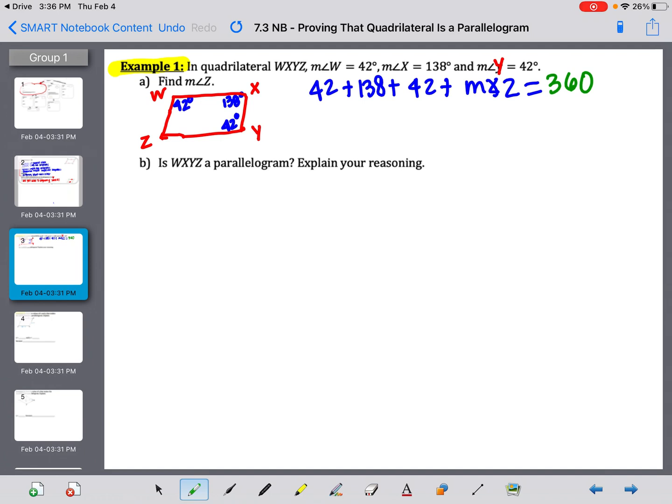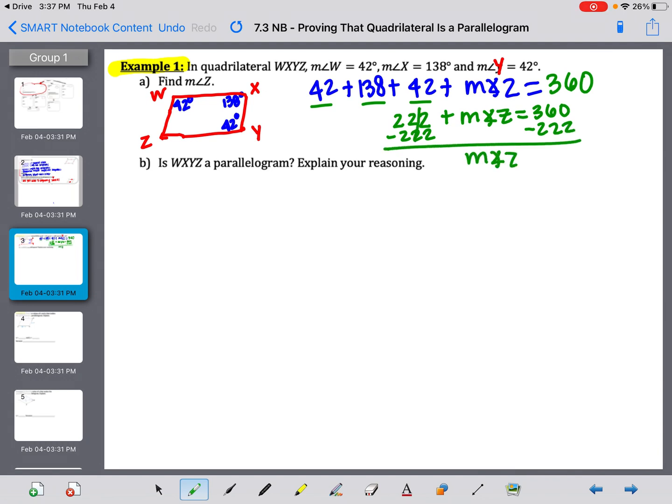And now we just need to solve this equation. So let's combine like terms here. 42 plus 138 plus 42 is going to give me 222 plus the measurement of angle Z is equal to 360. Subtract 222, subtract 222. And I have measurement of angle Z is equal to 360 minus 222 degrees, which will give us 138 degrees. Okay, that was part A. Find measurement of angle Z. I'm going to go ahead and label that 138 degrees.